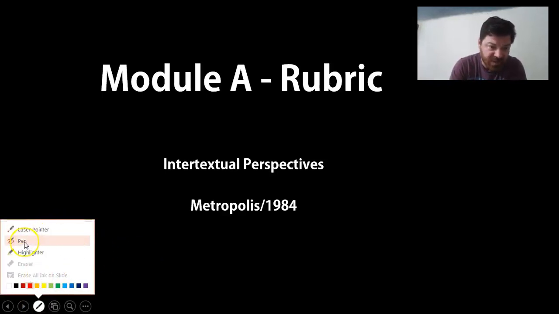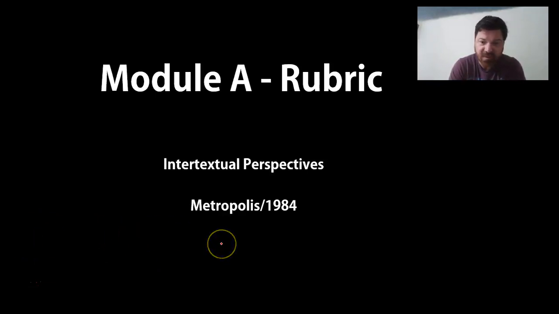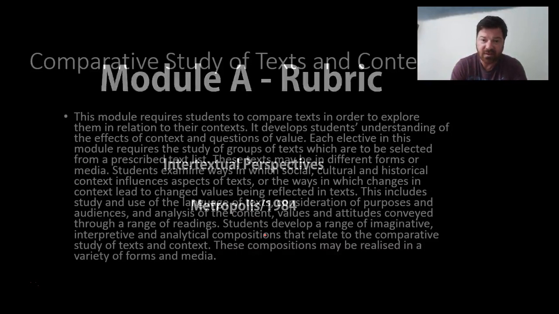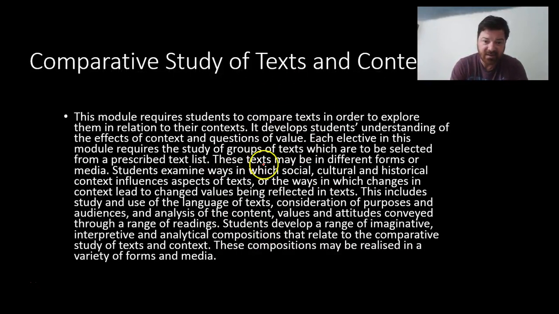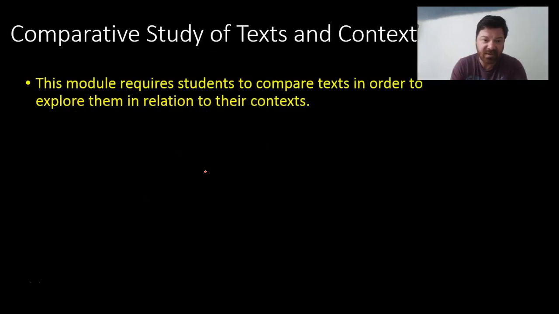I'm going to use a little pen here because I need to make some points to you. But we're looking at the Module A rubric, once again, Intertextual Perspectives, Metropolis in 1984. Let's jump straight in. This is a massive amount of writing and it's super annoying. So let's break it down.